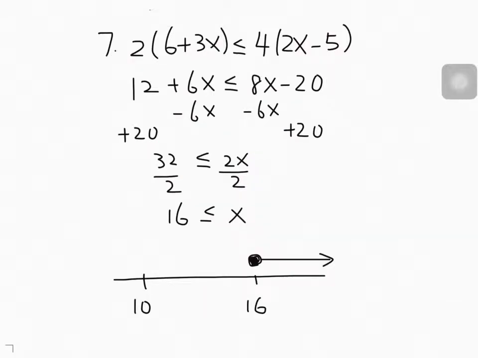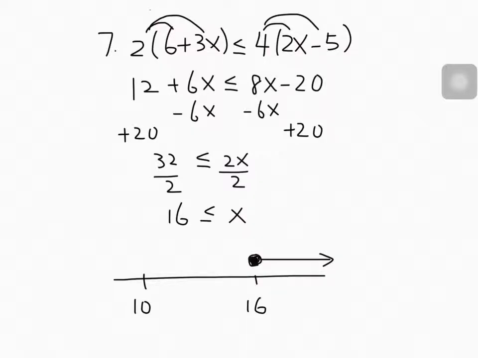Number 7, 2 times 6 plus 3x less or equal than 4 times 2x minus 5. So first thing, I would like to distribute the 2 to 6, 2 to 3x, 4 to 2x, 4 to negative 5. We have 12 plus 6x less or equal than 8x minus 20. Subtract 6x from both sides, then add 20 to both sides. 32 less or equal than 2x, divide both sides by 2 to arrive at x is greater or equal than 16, or 16 is less or equal than x.